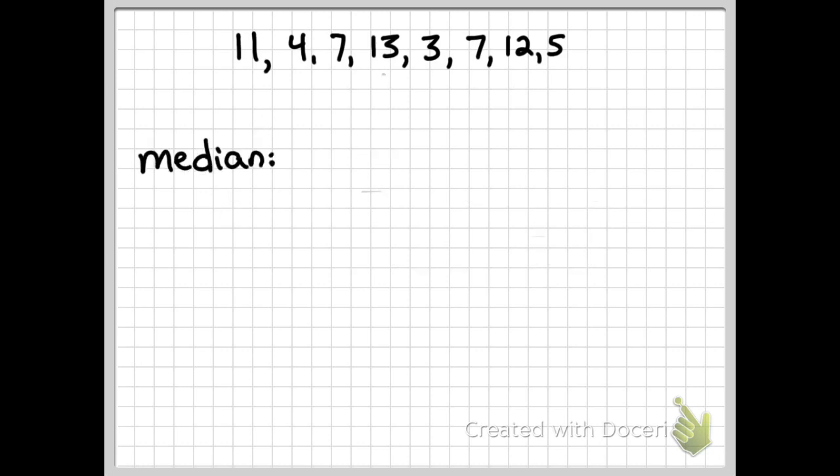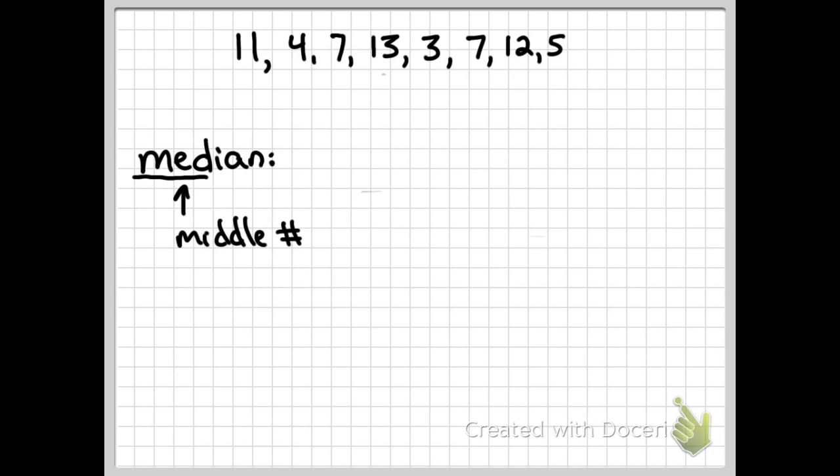The second thing we're going to do is find our median. The median is our middle number. Think of the median in a road. It's the middle number in our data set. So what we're going to do is put these in order. They have to be in order first before we can find the middle number.